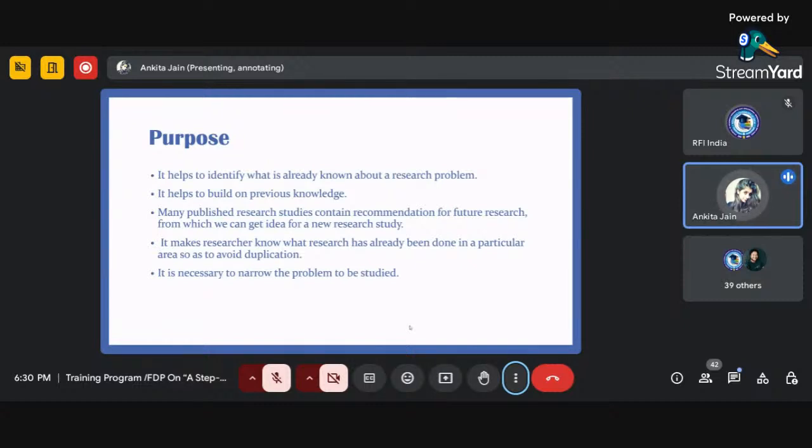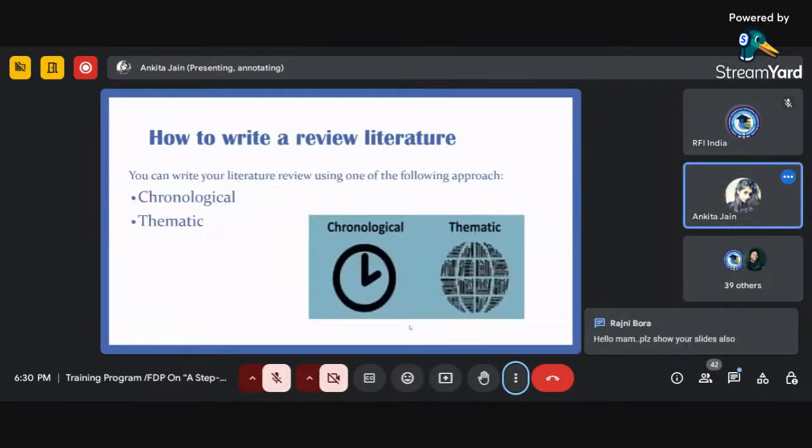Okay, then it is necessary to narrow the problem to be studied. So the review of literature basically helps us to understand a broad perspective about the title and understand the exact problem that needs to be studied. How to write a review of literature? You can write your review of literature using one of the following approaches.